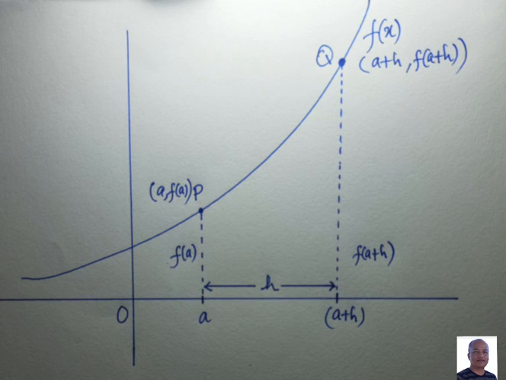Now, the height of the vertical line from the real number a plus h to the point Q is represented by f of a plus h. So that is the height from the real number a plus h to the point Q. So point Q will have coordinates a plus h, comma, f of a plus h in the form of x, comma, y.